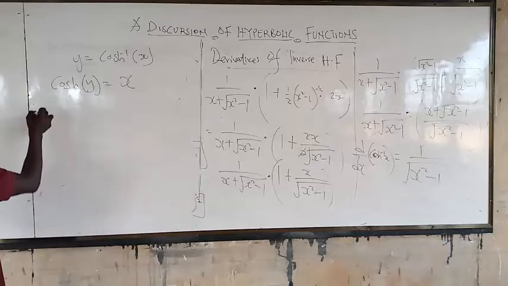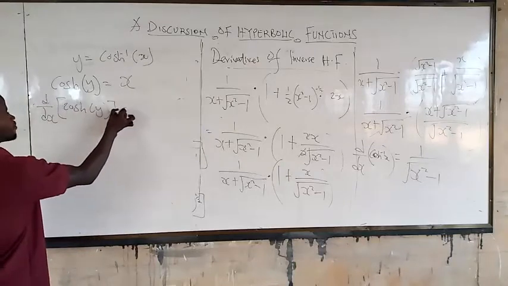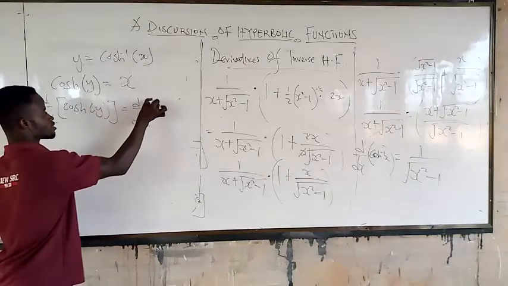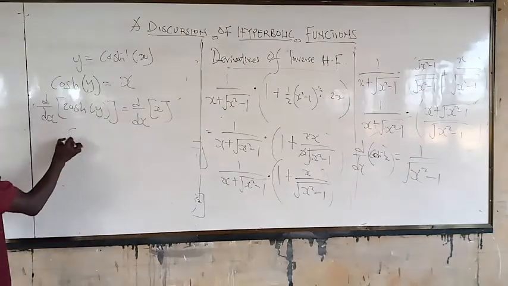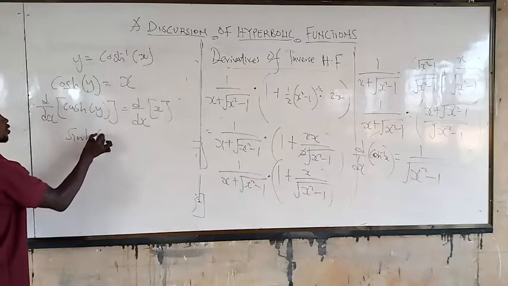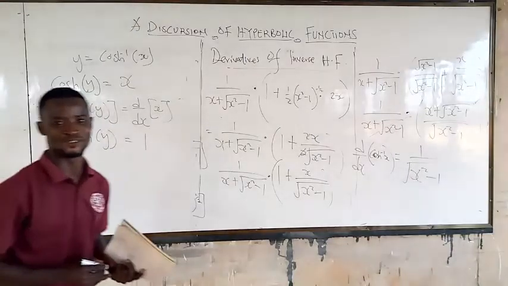And when you get this side to be x, what we do here is that we take the derivative of both sides. And when you take the derivative of this cos y, the derivative of this x. Now, this is going to give you what? Sin y. And this is going to give you what? 1. Beautiful.